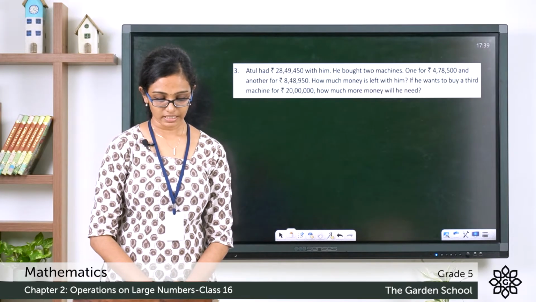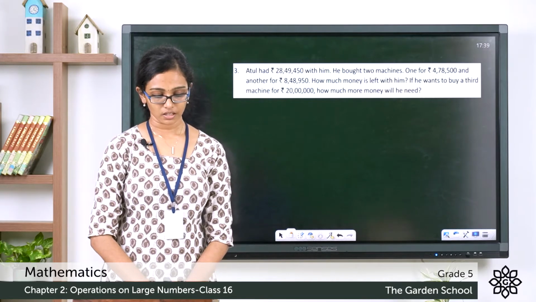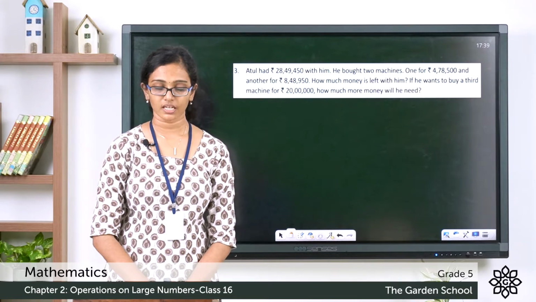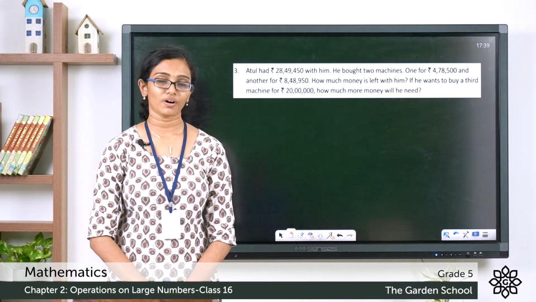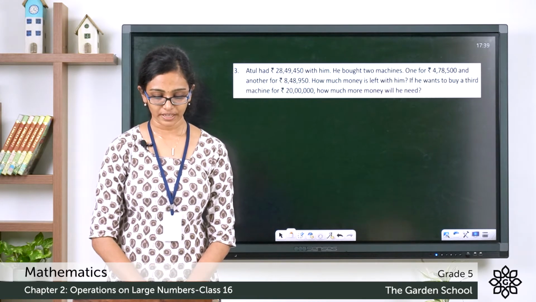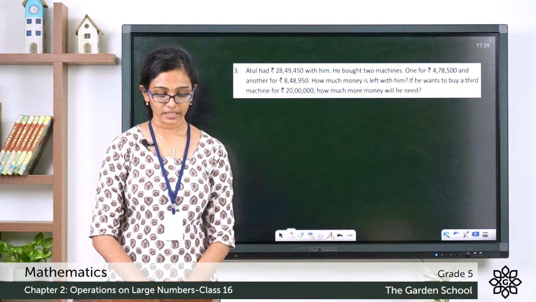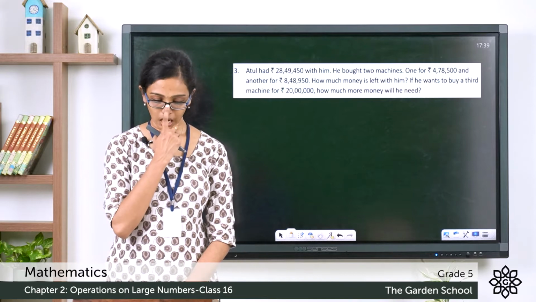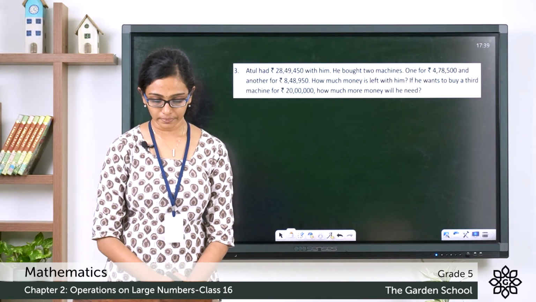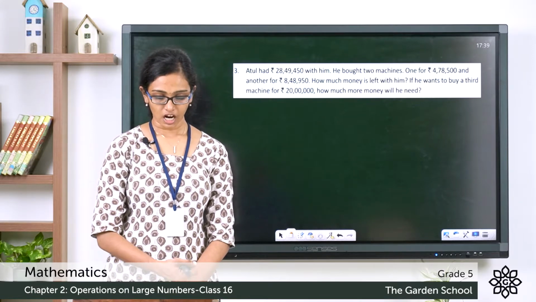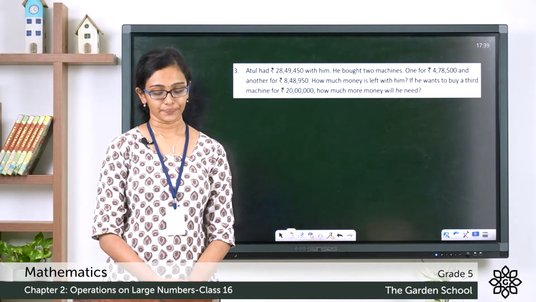Now question 3 is a word problem. Atul had rupees 28,49,450 with him. He bought two machines, one for rupees 4,78,500 and another for rupees 8,48,950. How much money is left with him? If he wants to buy a third machine for rupees 20 lakh, how much more money will he need?